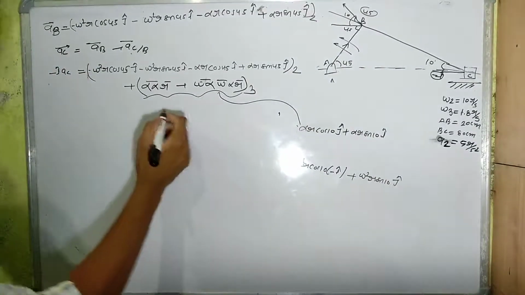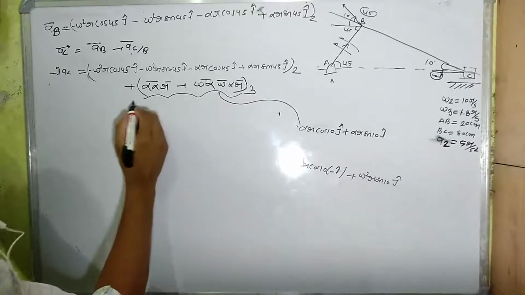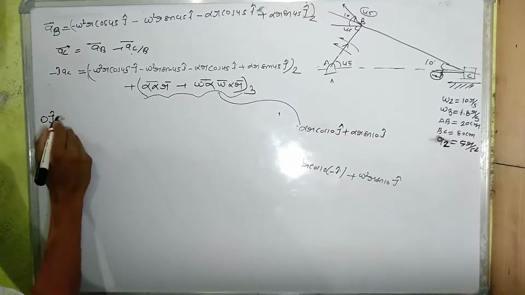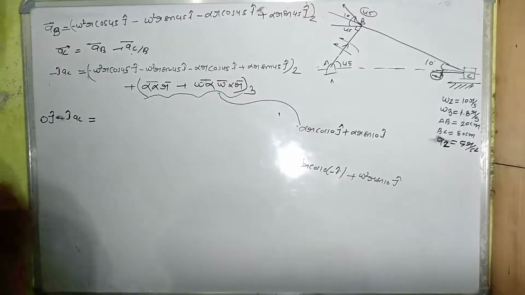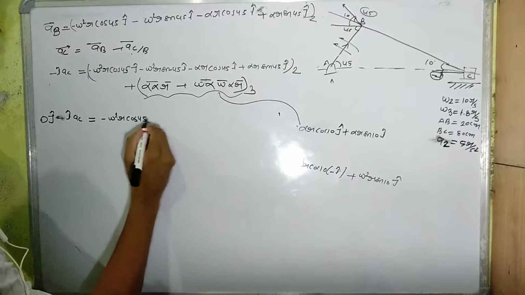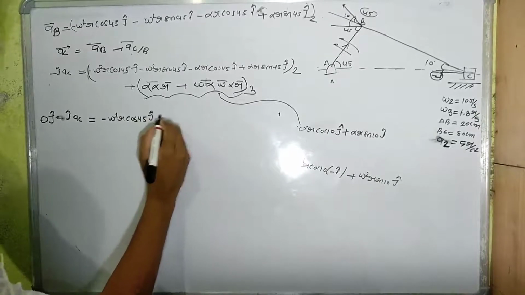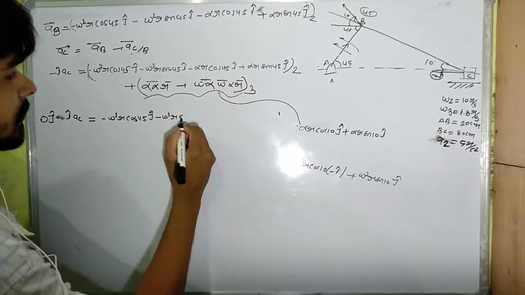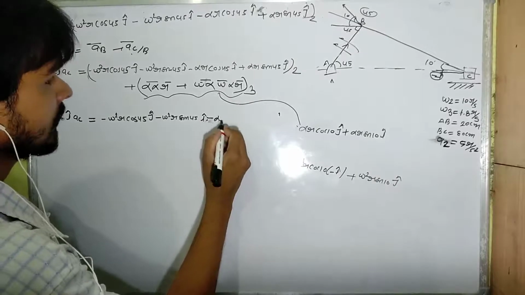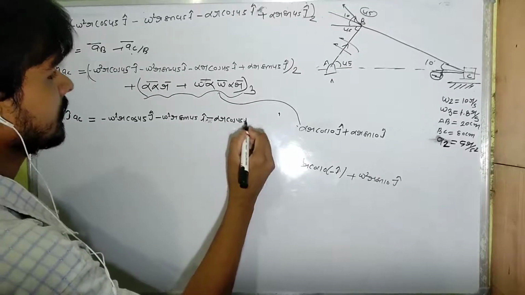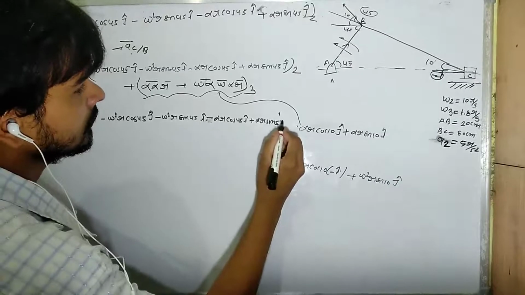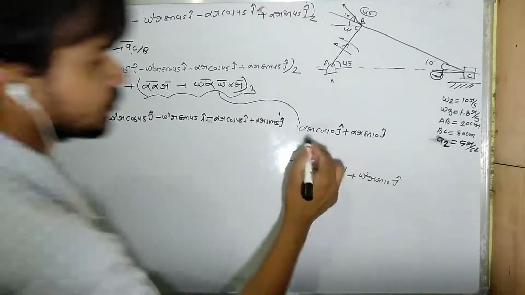Now write at this place all these things. So minus, you can write 0 j cap minus a_C i cap is equal to minus omega square r cos of 45 j cap minus omega square r sin of 45 i cap minus alpha r cos of 45 i cap plus alpha r sin of 45 j cap. Now you have to write all these two parts.